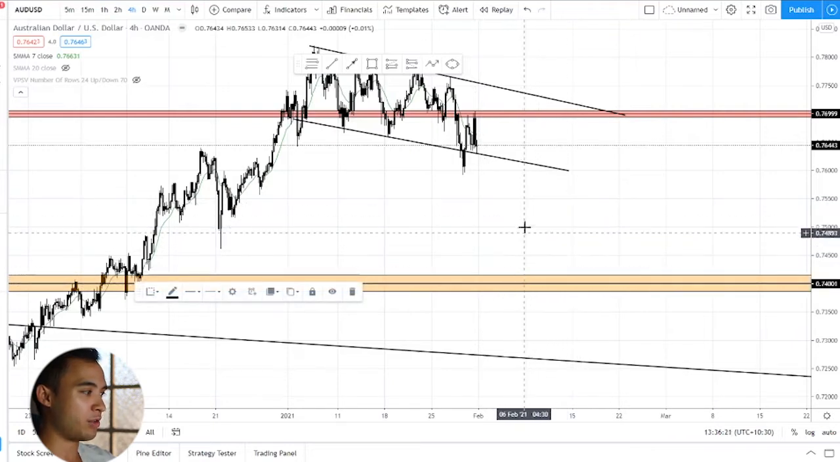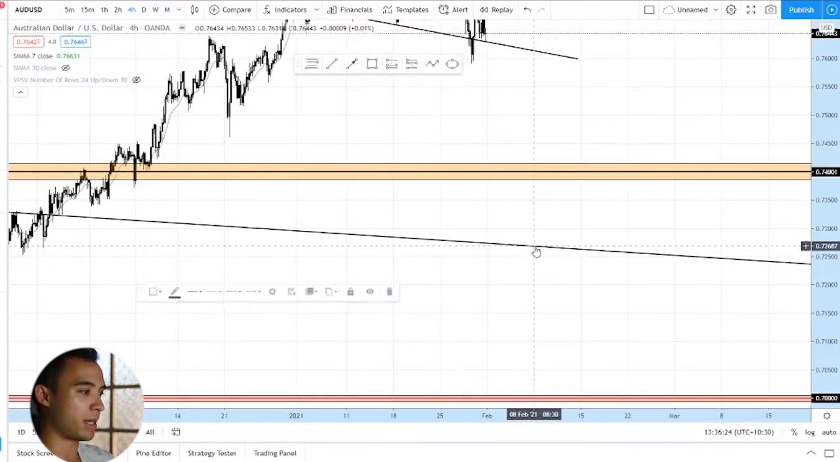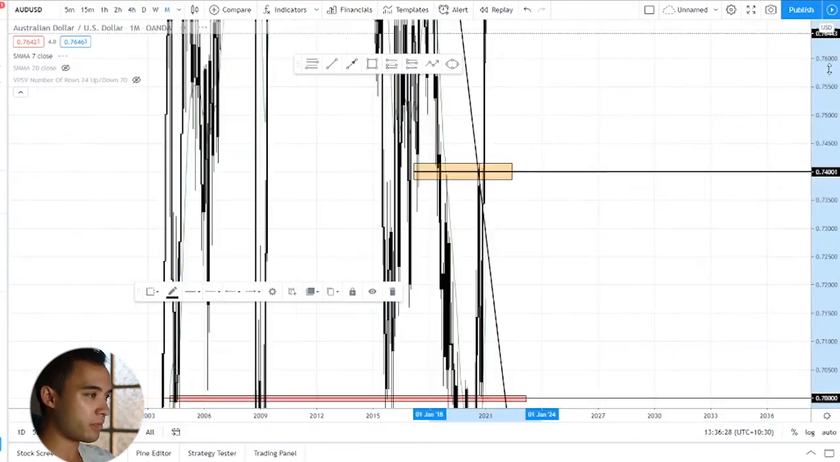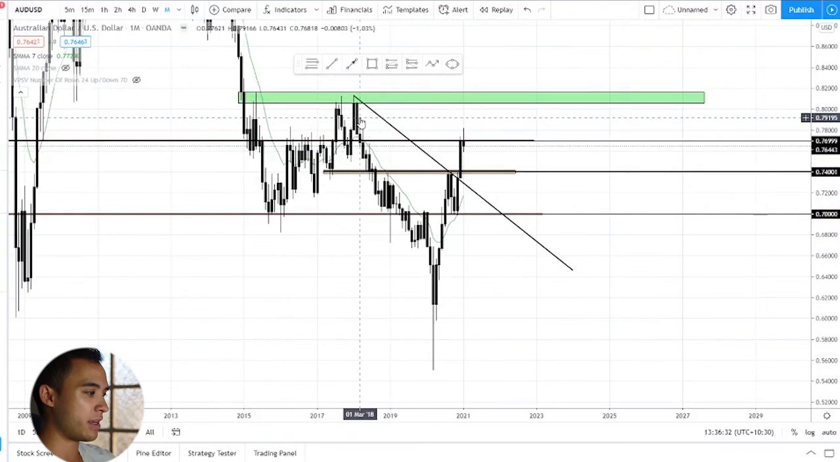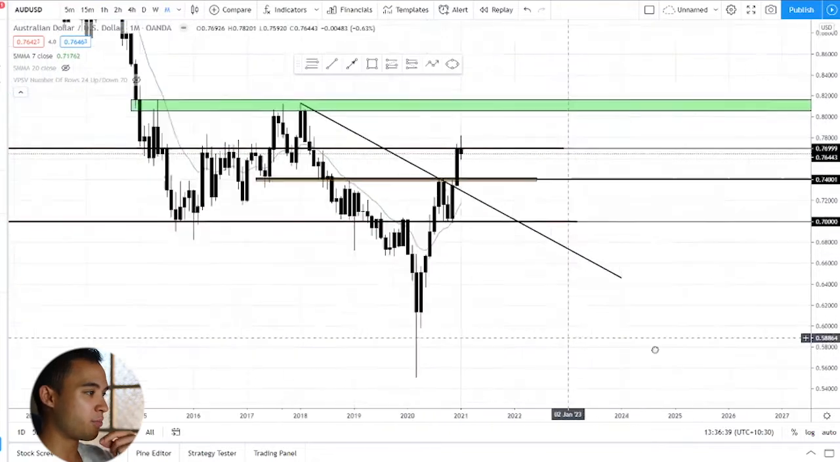If there is a break below this level, then you can bet I'm going back down to this trend line here. So if we zoom back out, that trend line was actually from nearly a year. So literally January last year. No, sorry, 3 years ago. So it's a pretty strong one.